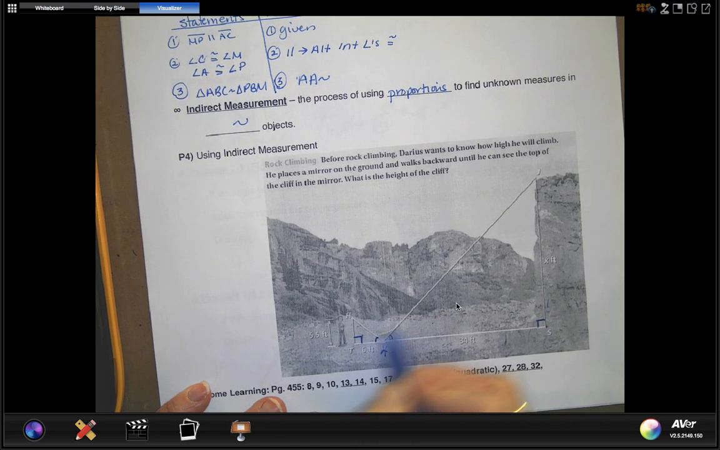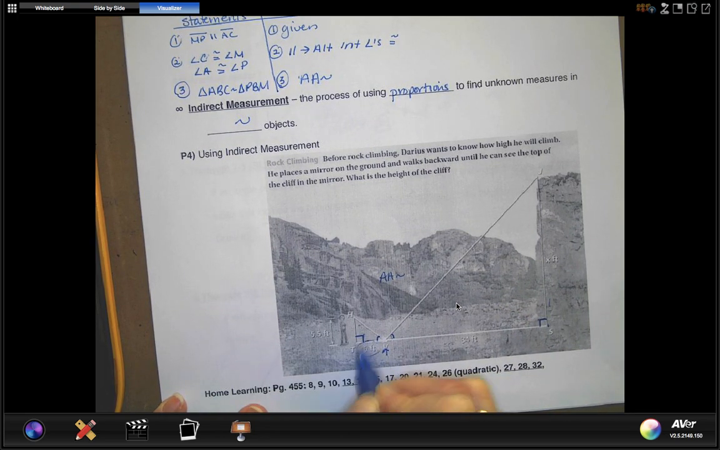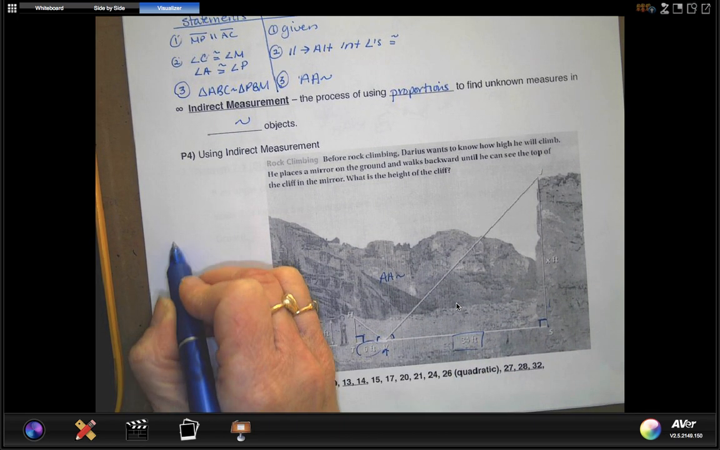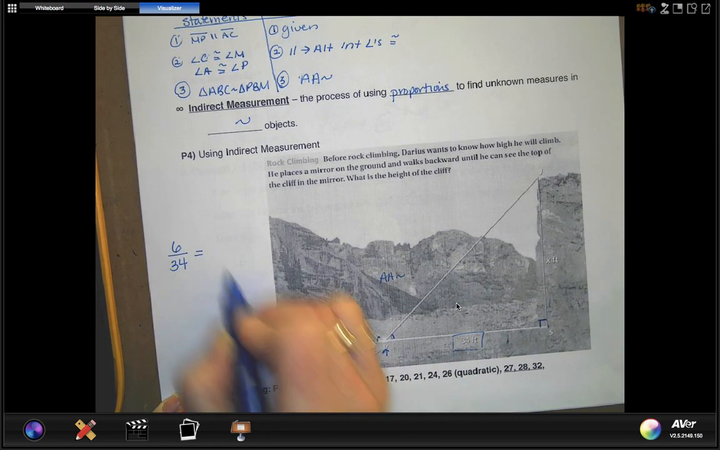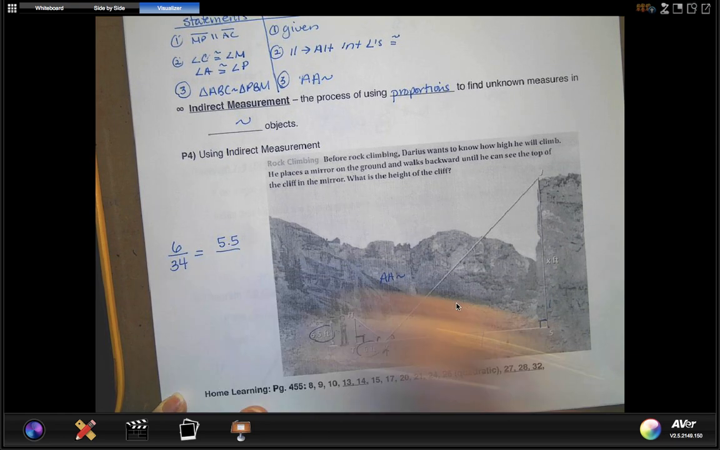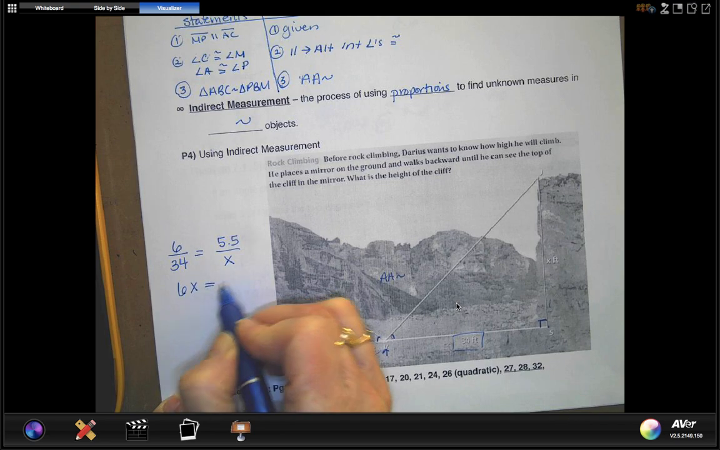So I know that these 2 triangles are similar because of angle similarity. So I know that this 6 matches up with this 34, and I know that his height matches up with what I'm missing there. I cross multiply.